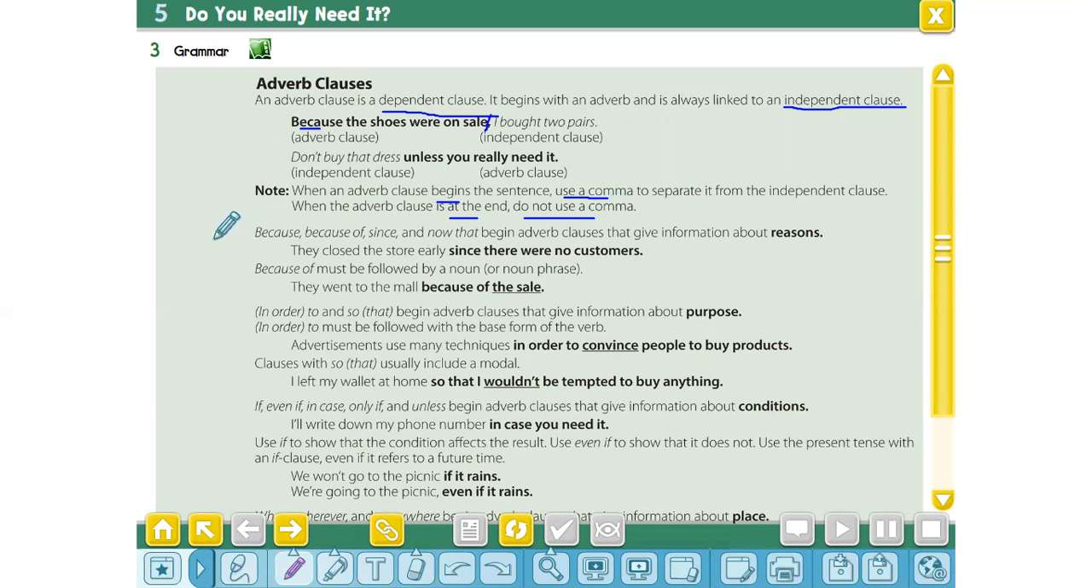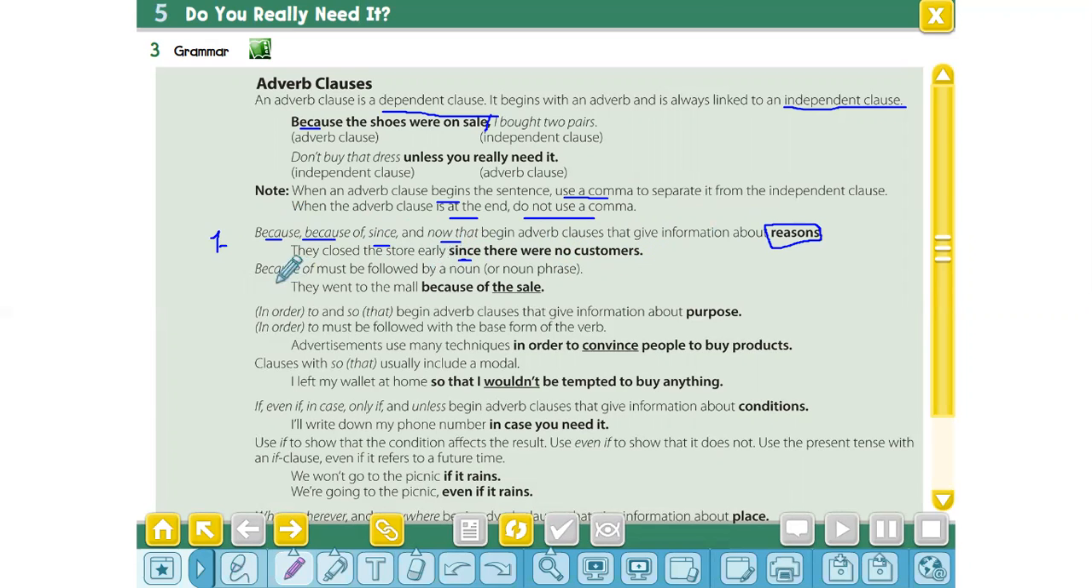Okay, we will study 4 kinds of adverb clause. The first one gives information about reasons. Can you give me some examples of adverbs which have reason meaning? Excellent. Because of, since, now that begin adverb clauses that give information about reasons. For example, they closed the store early. Why? Since there were no customers.